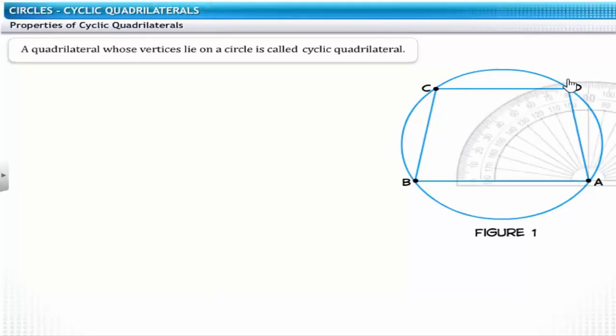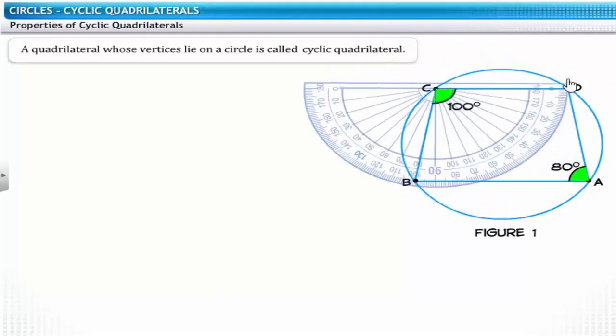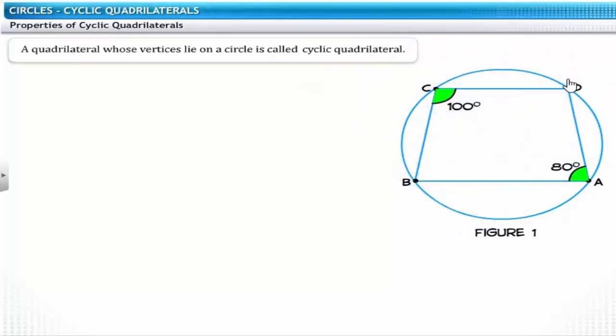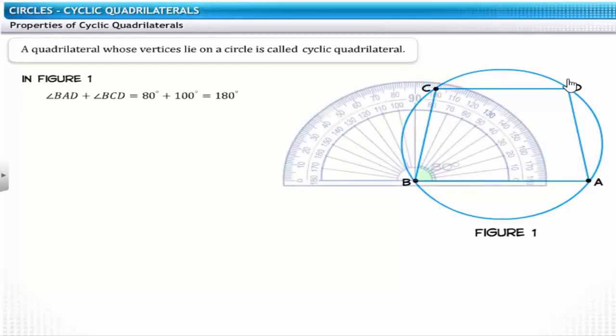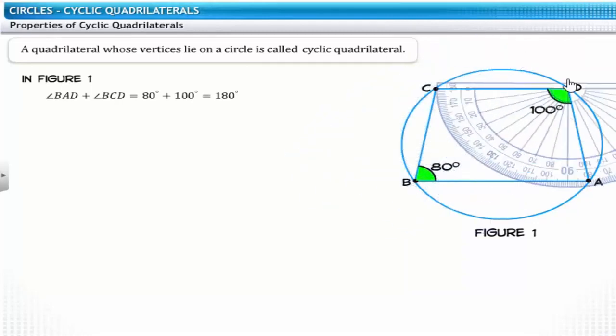Let us measure the opposite angles BAD and BCD. Note that their sum is equal to 180 degrees. Now measure the opposite angles ABC and ADC. What do you observe? Their sum is also equal to 180 degrees.